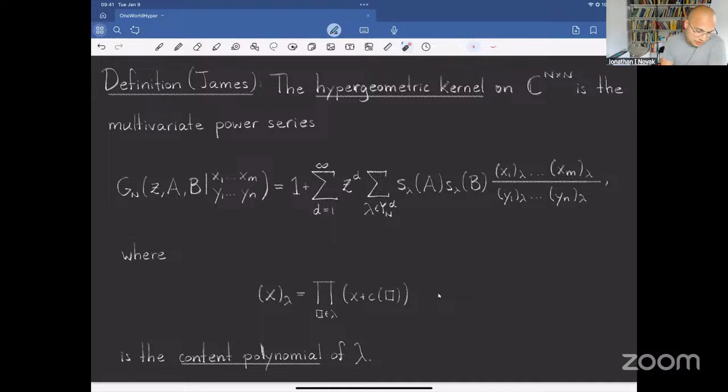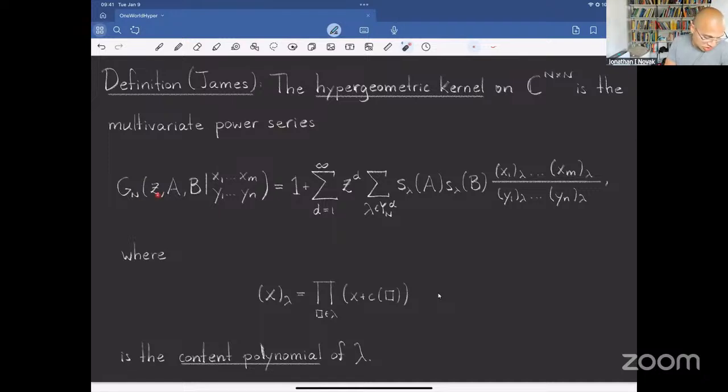And so this is what James called the hypergeometric function of two complex matrix arguments. A function of two arguments is a kernel, so let's call it the hypergeometric kernel. It's a shorter name. So the hypergeometric kernel on n by n complex matrices is a multivariate power series that looks like a classical hypergeometric series, except with two matrices.